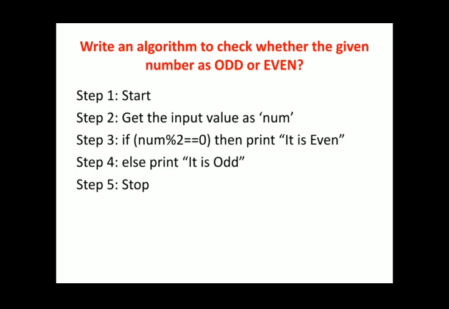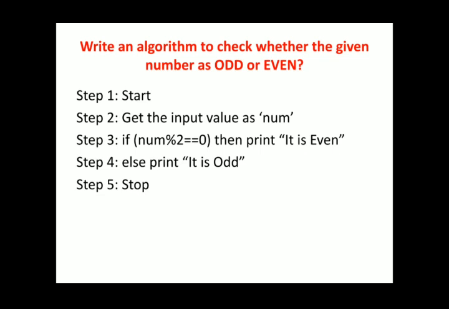That is the algorithm to check whether the given number is odd or even. Step 1 begins with the word start. In step 2, to check whether the number is odd or even, it is necessary to get the input value from the user and assign the value to the variable num.